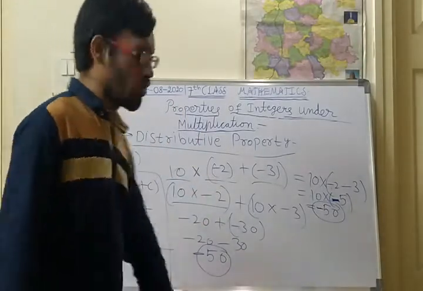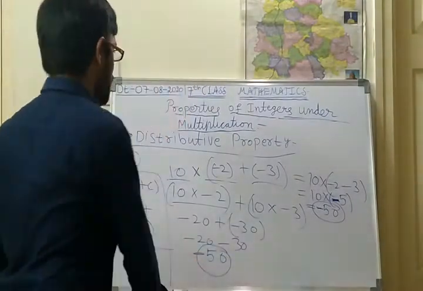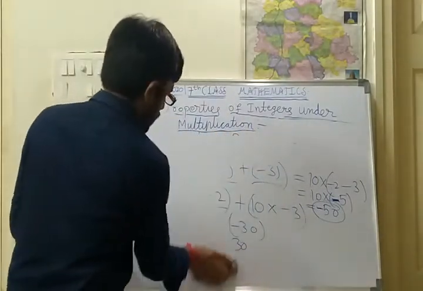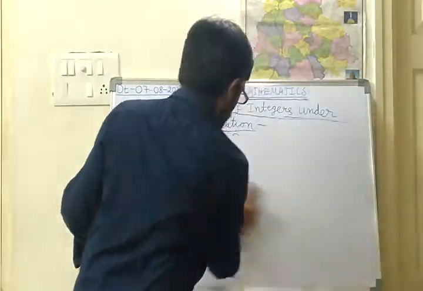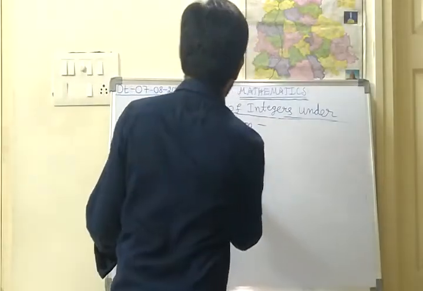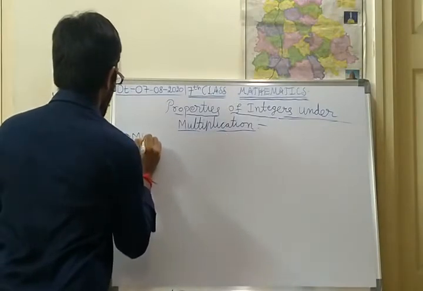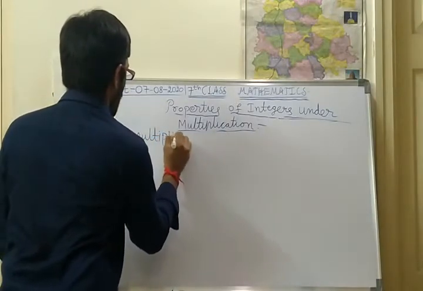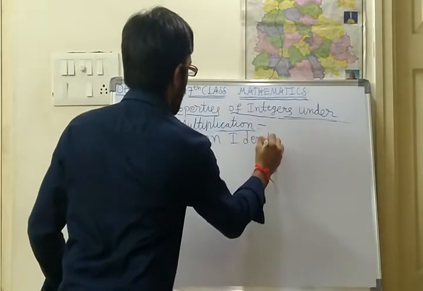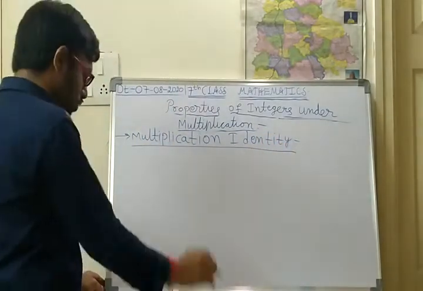So now we shall go with one more property. Okay, now multiplication identity. The next one is multiplication identity. So what is multiplication identity?